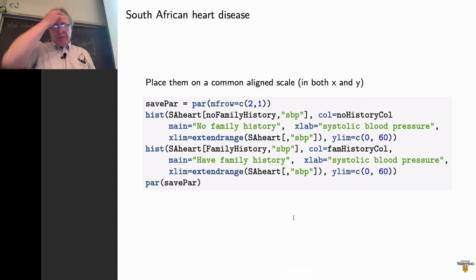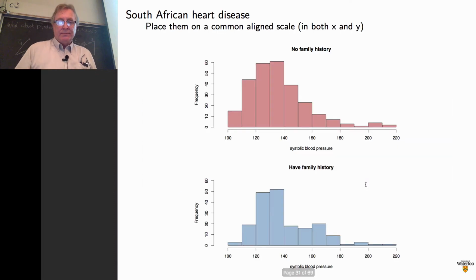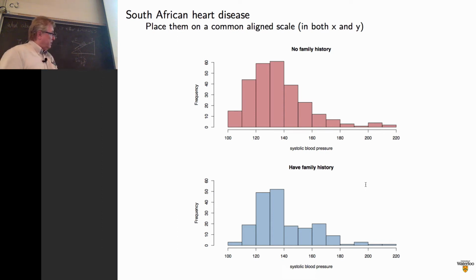And so we might put them on a common aligned scale in both x and y, which is why I've got a fixed limit on the y in each one. And now I can compare them. I can see the vertical scale is identical. That's not aligned, it's common, it's not aligned. This is common and aligned, so it's easier to make comparisons in the horizontal direction.